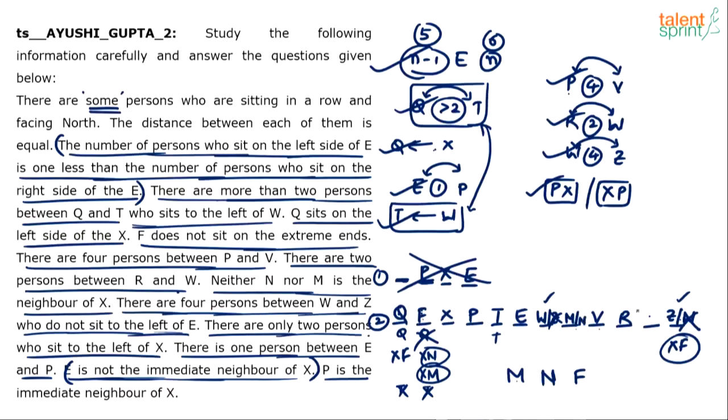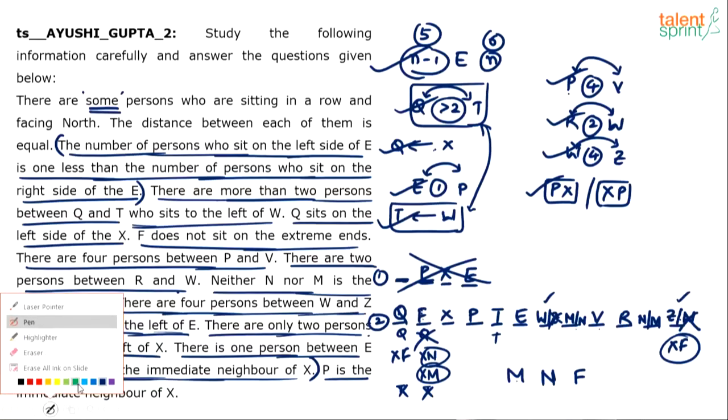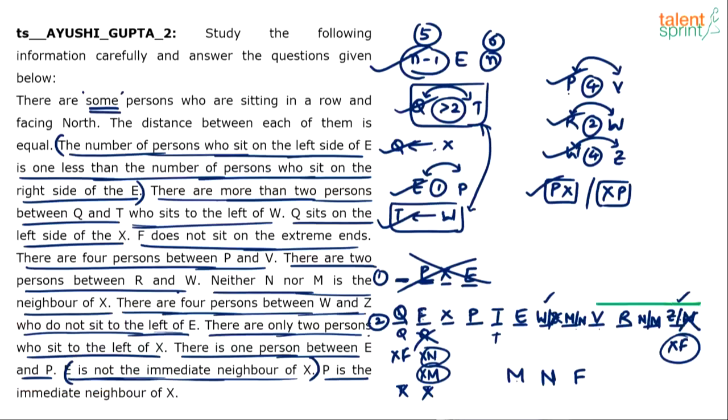So M/N, N/M. Remember, I told you in one of the earlier videos as well that sometimes we will have multiple choices. So basically, we have got 2 correct answers for this arrangement. It can be Q, F, X, P, T, E, W, M, V, R, N, Z, or Q, F, X, P, T, E, W, N, V, R, M, Z. So depending on N and M, there can be 2 possible answers. But that's the arrangement. I think all the conditions have been satisfied. The only question mark that still lies is the exact positions of M and N.